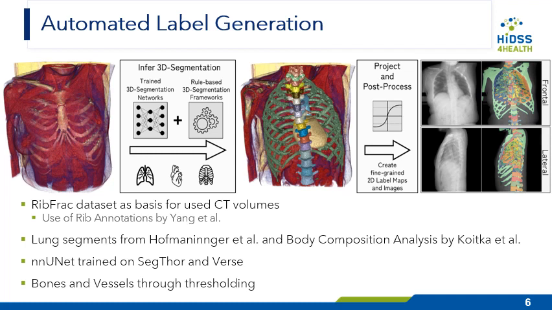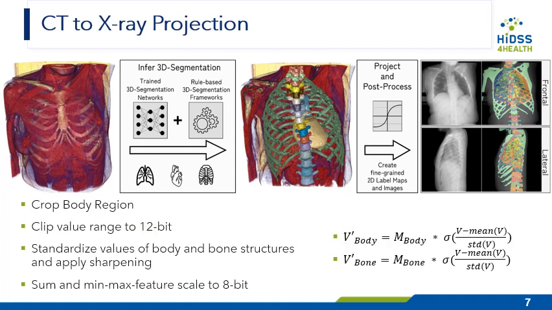In order to use these labels, we also project the CT to a 2D plane to simulate an X-ray. For this, we first crop the body region of the volume, clip the value range to 12-bit and standardize the values of the entire body as well as only the bone structures within it, and apply a sharpening operator. We then sum both the body and bone structures up and apply a min-max feature scaling to 8-bit.